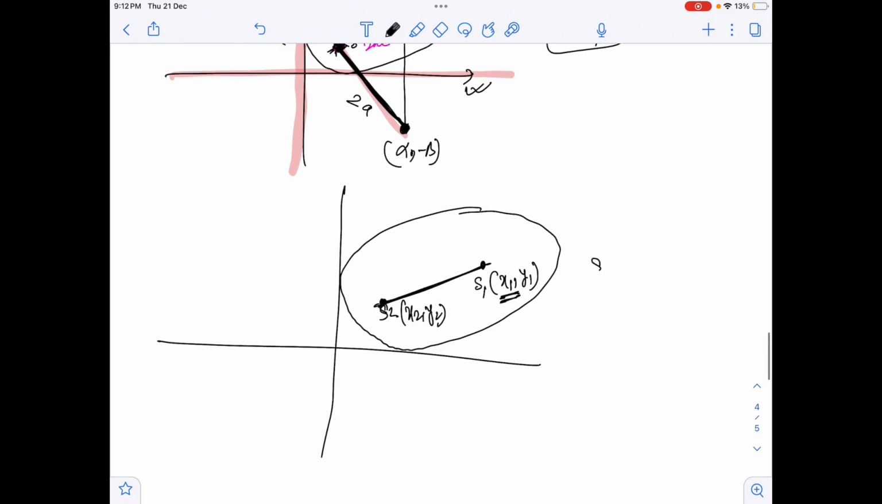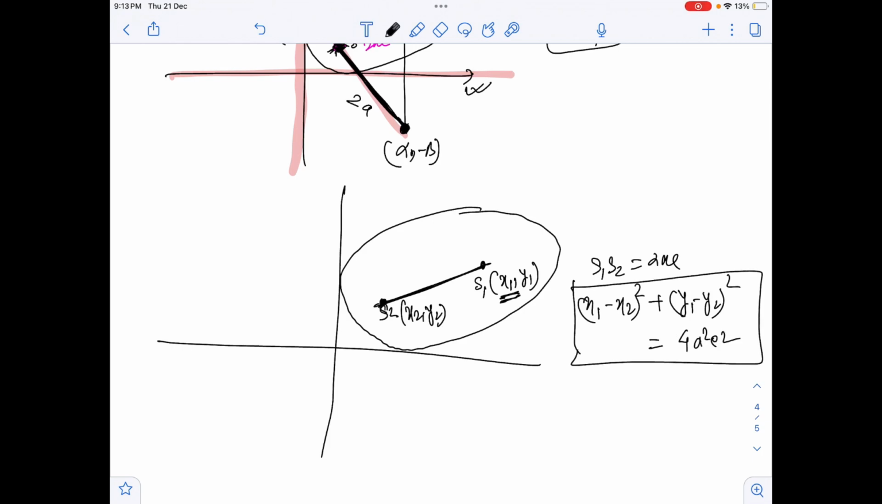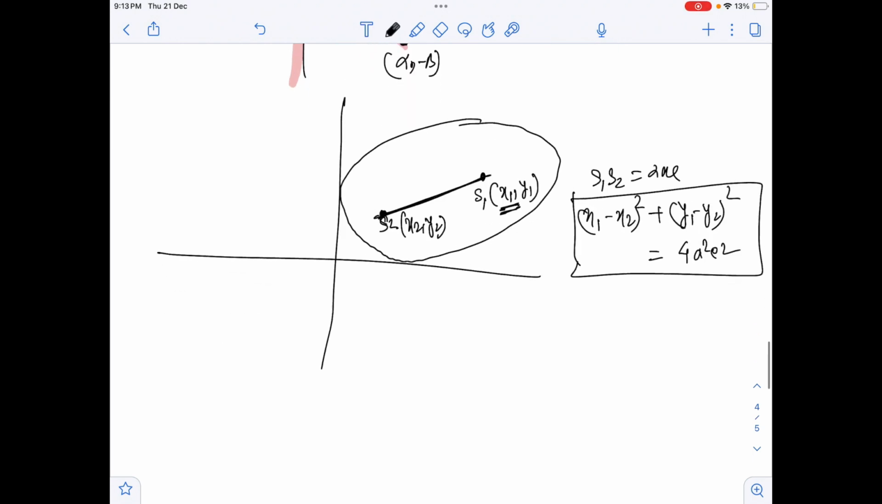So one of the relations which we already know is the distance between S1 and S2. What is the S1 S2 distance? That's 2ae. That will give you one constant: (x1 minus x2) whole square plus (y1 minus y2) whole square, that's going to be 4a square e square. So this is constant number 1. Now, do you have any other constant?